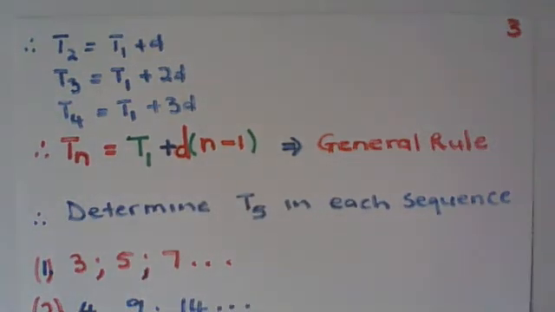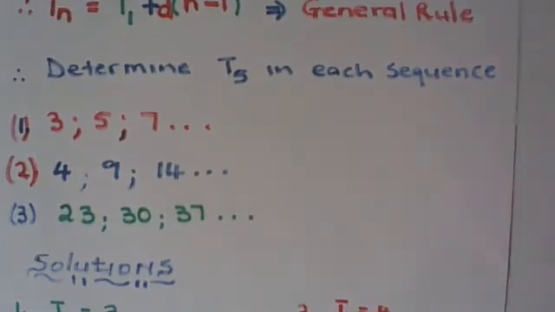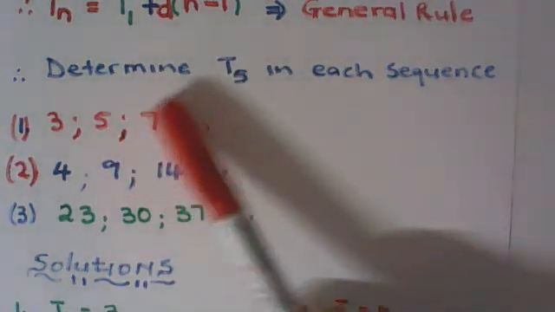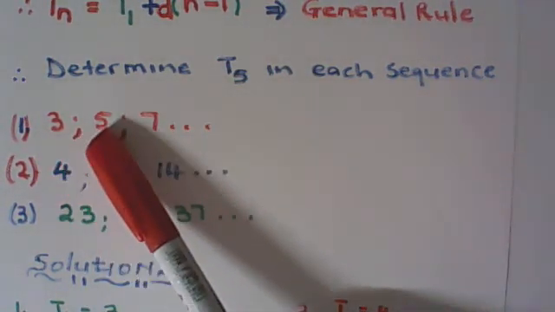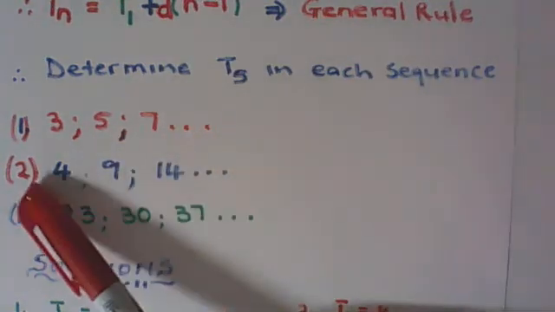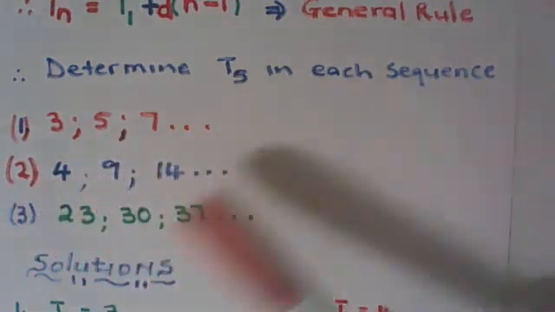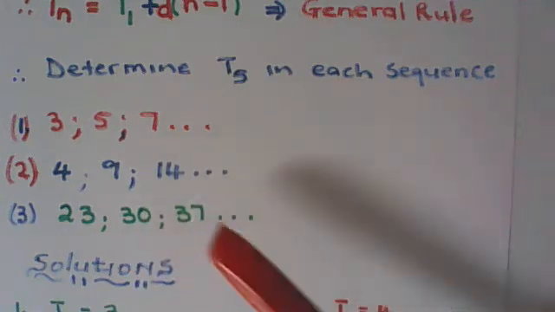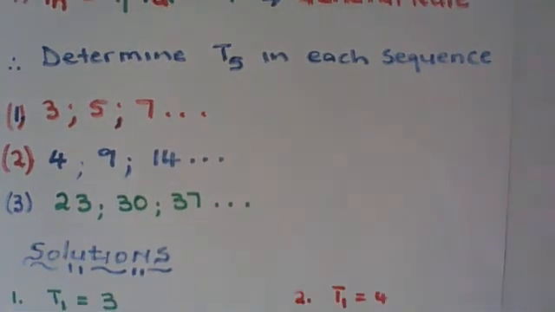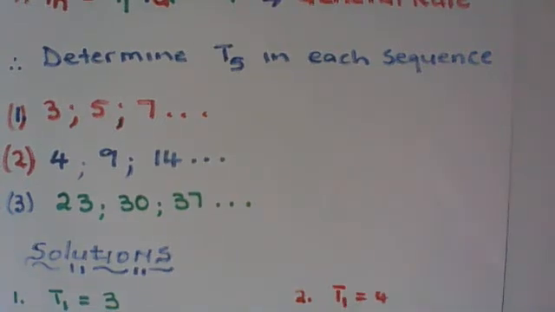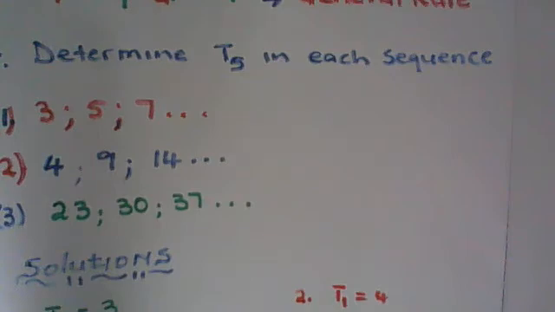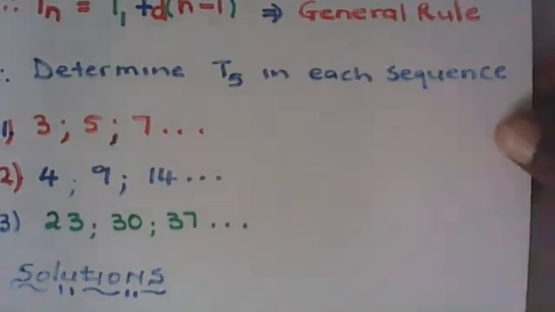Now, here comes the task. It says, determine T5 in each sequence. The first sequence is 3, 5, 7 up to infinity. Then 4, 9, 14 up to infinity. 23, 30, 37 up to infinity. Now let's look at the first solution. The solution of the first one. I'm not going to do the third. You are going to do it. So let's check.